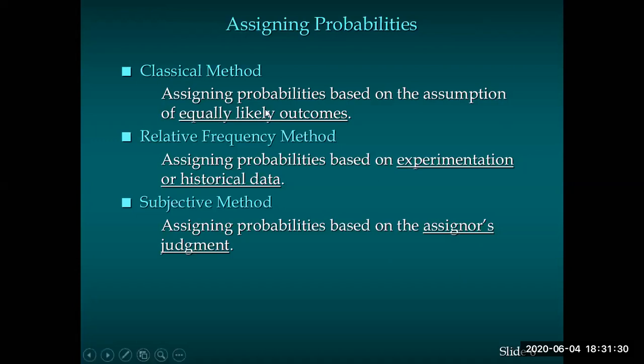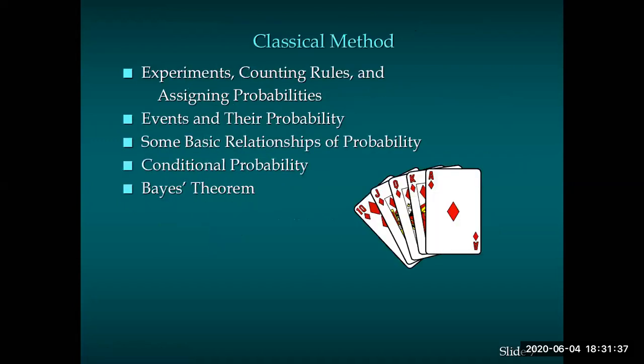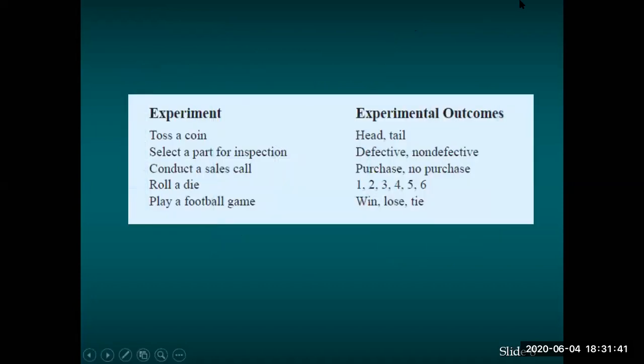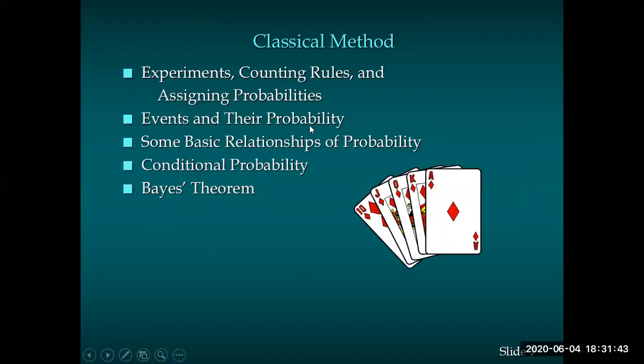So we'll be discussing each one of them in detail. Let me go ahead with the presentation. So what is the classical method? In the classical method, you can see there are different things covered. You can see experiments, you can see the counting rules and the assignment of probability.